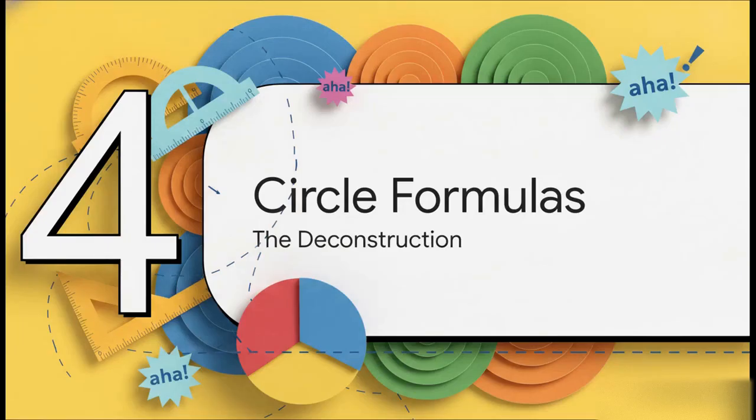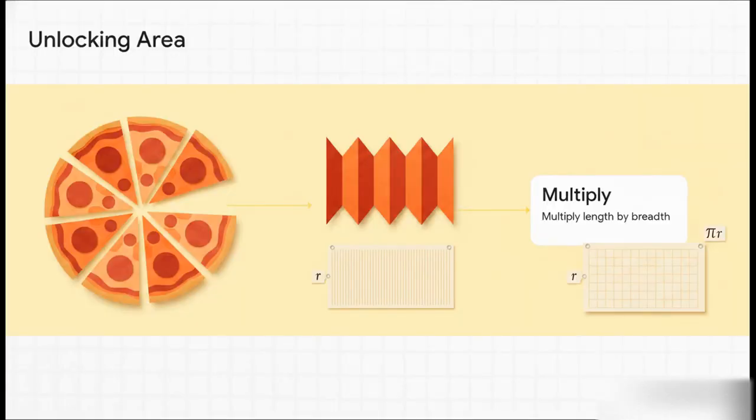Section 4. Unlocking circle formulas. The aha deconstruction. Okay, get ready, because this is a massive aha moment. You likely know the area of a circle is pi r squared, but why? Imagine cutting a circle into 16 perfectly equal pizza slices. Now take those slices and arrange them side by side, alternating them pointing up and pointing down. What shape does that start to form? It looks just like a rectangle. And if you were to cut it into tiny, almost infinite slices, it becomes a perfect rectangle.